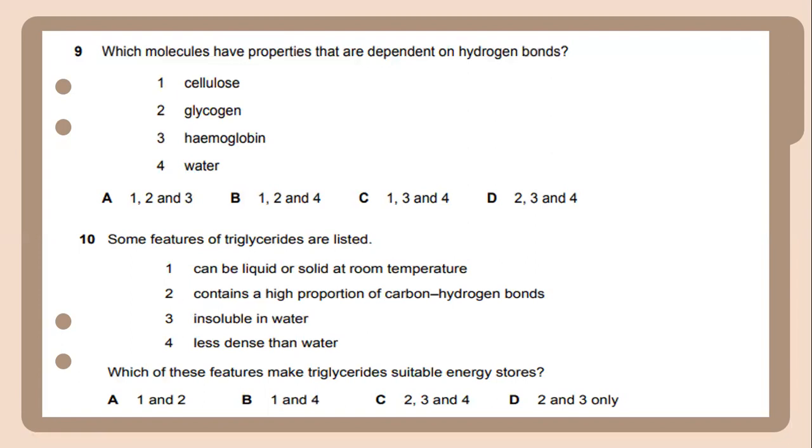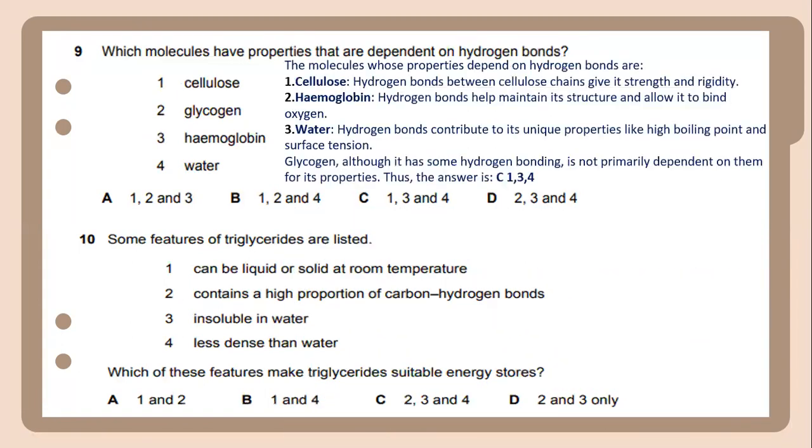Which molecules have properties that are dependent on hydrogen bonds? The molecules whose properties depend on hydrogen bonds are cellulose, hemoglobin, and water: 1, 3, and 4.